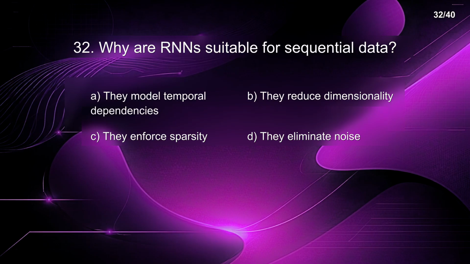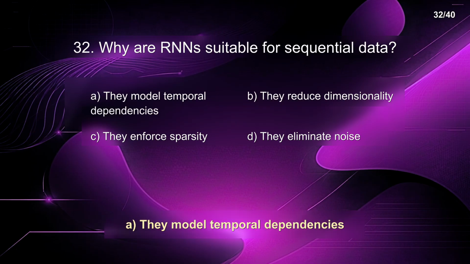32nd question. Why are RNNs suitable for sequential data? A. They model temporal dependencies. B. They reduce dimensionality. C. They enforce sparsity. D. They eliminate noise. Correct answer is A. They model temporal dependencies.